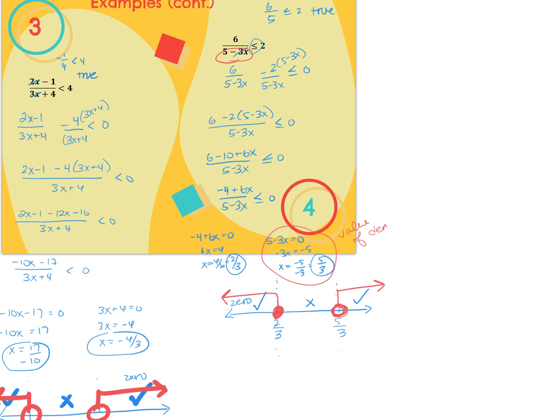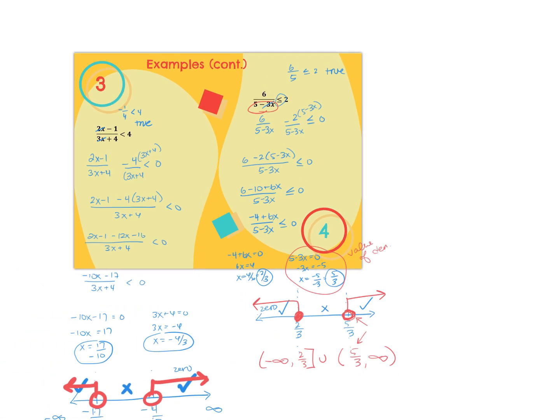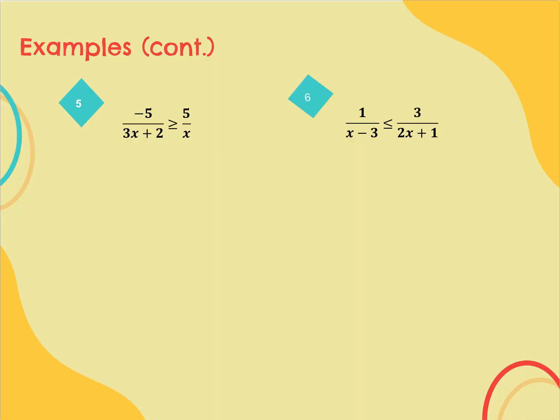So here I'm going to have negative infinity to 2/3, bracket, parentheses, union, parentheses, 5/3 to infinity. Okay, and so again, this is the tricky part, is remembering that this has to be an open circle, even when we're talking about an equal sign. Here we have just a few more examples of it. We're going to continue to work this way.